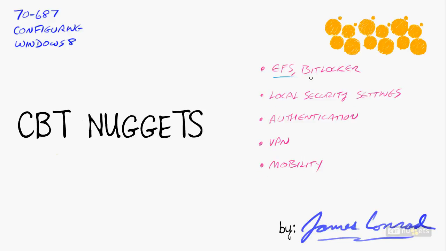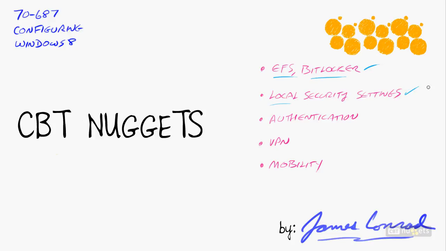As we move on, we have EFS, or the encrypting file system. We've had that for a long time, and it's a great way to secure individual files or folders to make sure that it doesn't get access to prying eyes. There's also BitLocker, which not only secures individual files or folders, but entire hard drives. A new feature starting with Windows Vista, very, very good feature.